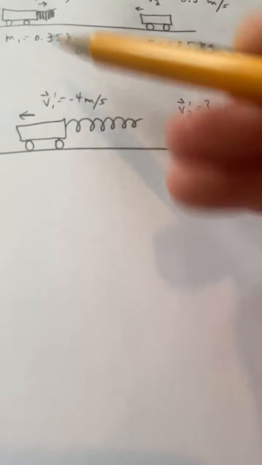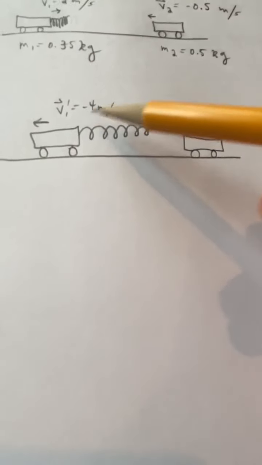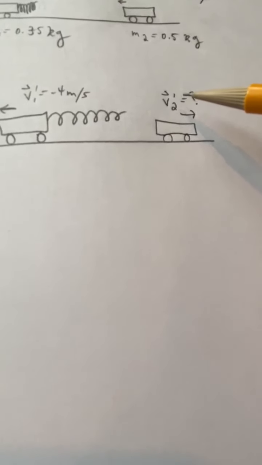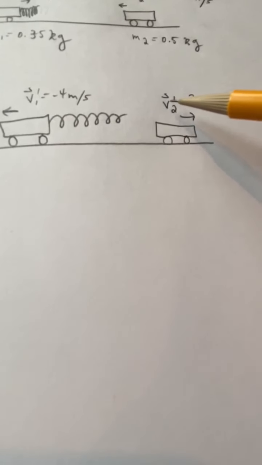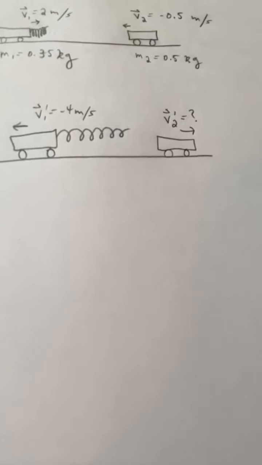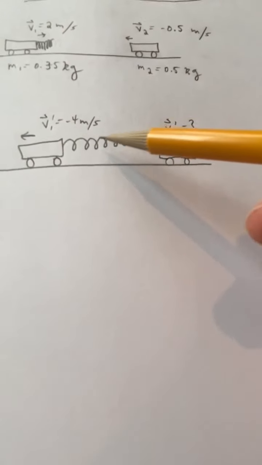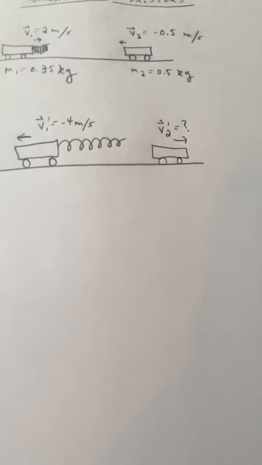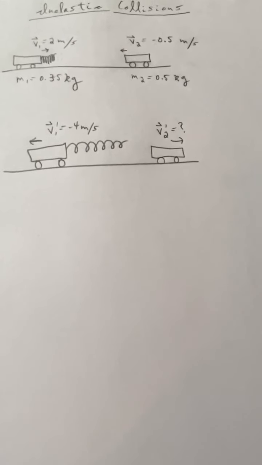So after the collision, we know that this first cart travels backward. It recoils at minus 4 meters per second, but we don't know what the final velocity of the other cart is. And we also maybe want to know how much energy was released by the spring, how much energy was introduced to the system. So let's look at how we'd approach both of those questions.